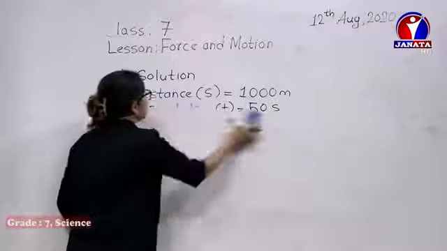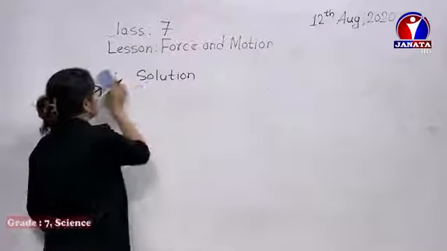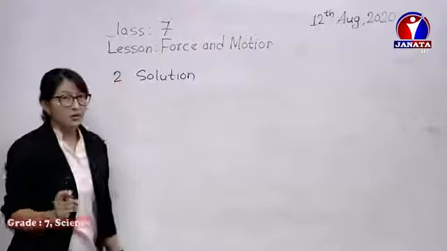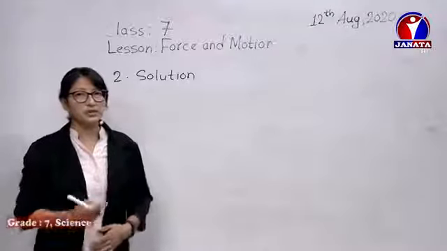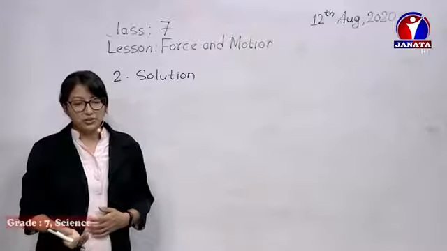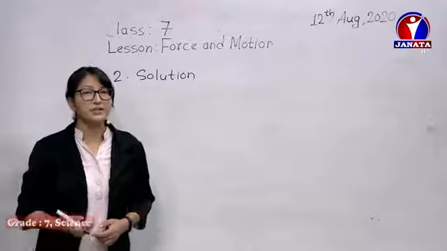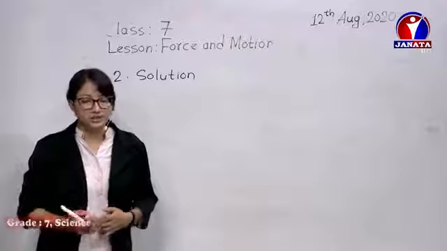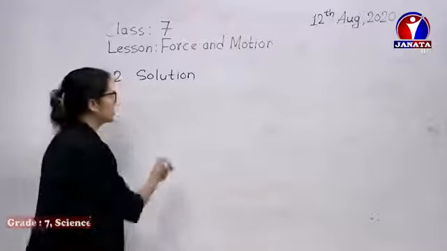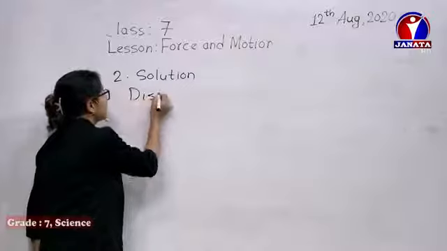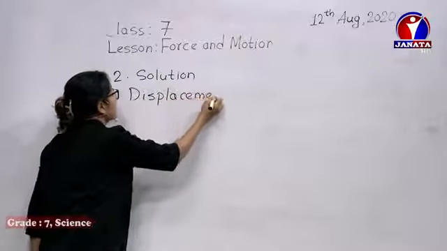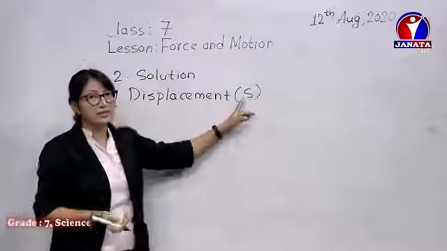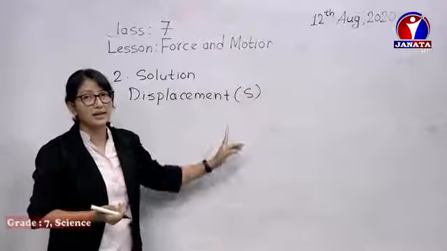Now the second numerical we're going to solve is related to velocity. So question number 2. Let me read it: a car covers a distance of 3.6 kilometer in a fixed direction. So its displacement, since it's in a fixed direction, is also denoted by letter S. Whether it's distance or displacement, it's denoted by letter S.